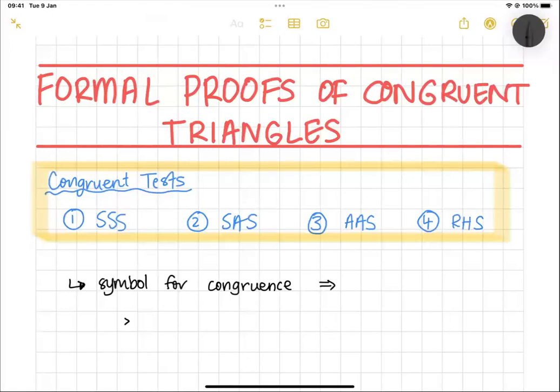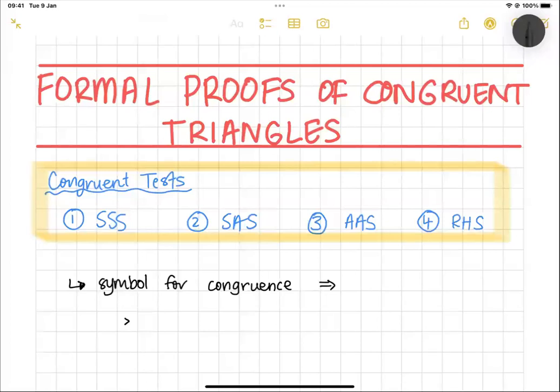Just a little review. In the last video, we looked at congruency tests, right? We got 4 to find out whether a pair of triangles are congruent. We had SSS, SAS, AAS, and RHS.